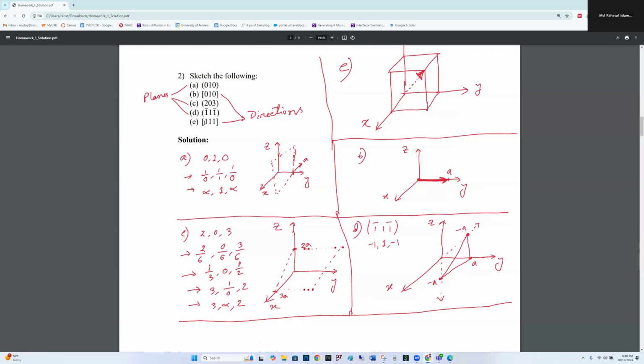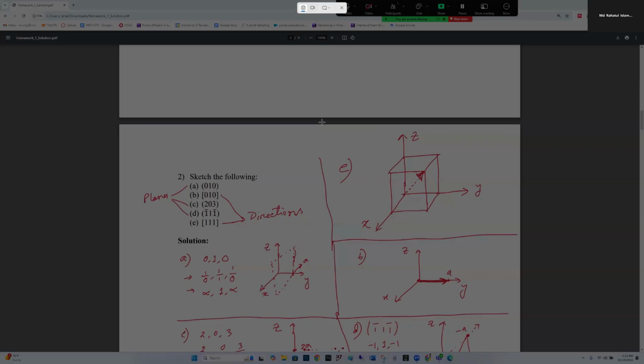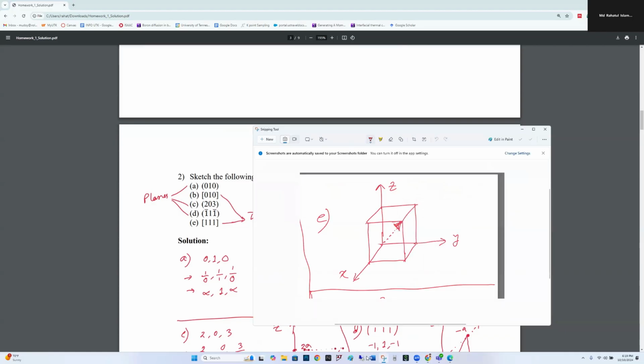Okay, so let's move to the last one, which is 111 direction. So this is the solution actually. So how do you get this? You have to go to x direction 1 because it's 111. So go to x direction. Let me just draw this for better visualization. Okay, here.